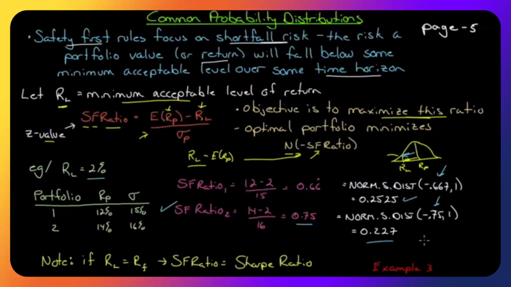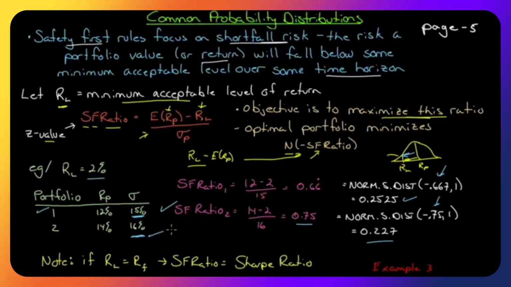If our definition of risk was volatility, notice that portfolio 2 is more volatile than portfolio 1. So if we were defining risk in terms of volatility, we'd be taking portfolio 1. But if I said, look, there's a certain return I have to get, and I'm concerned about left tail risk, about shortfall risk, I want to minimize that, we would now be taking portfolio 2.